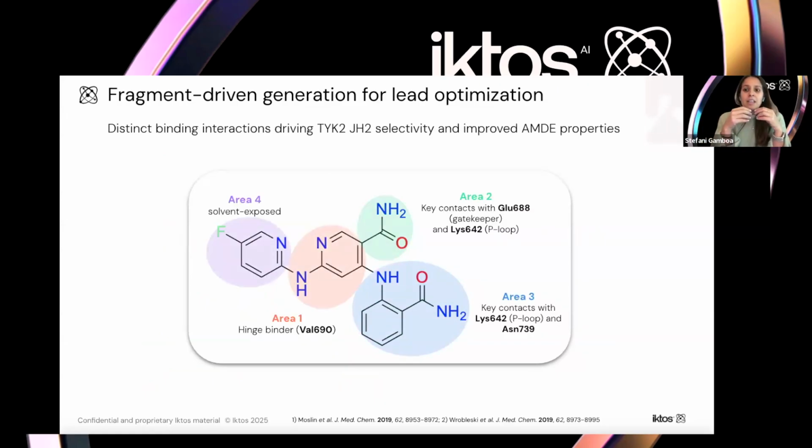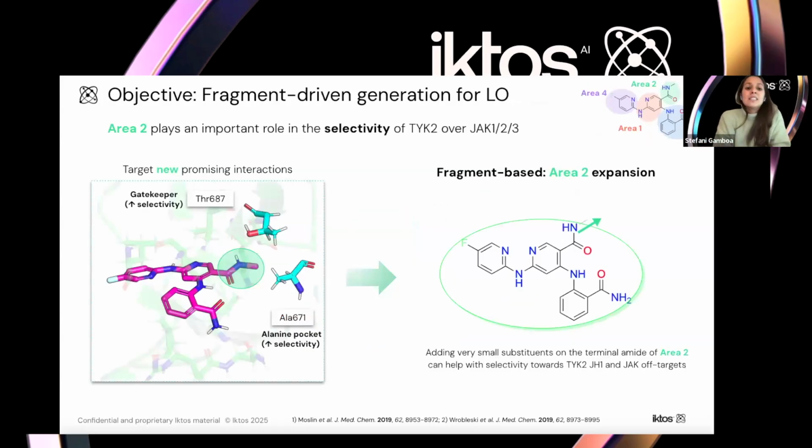With this in mind, we now break the scaffold into 4 distinct interaction areas. Area 1, the hinge binding region, and area 4, which is solvent exposed, won't be discussed in today's use case. Let's now review in more detail area 2, which is responsible for selectivity issues, and area 3, which contributes to permeability issues. For selectivity, area 2 is the key pocket. This is where TYK2 differs from JAK1, 2, and 3, critically through the threonine and alanine residues. Our objective here is very simple. We want to explore new interactions in area 2 that exploit these TYK2 specific features.